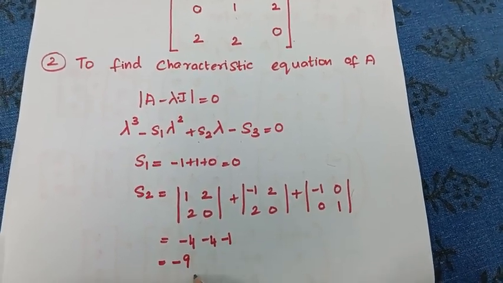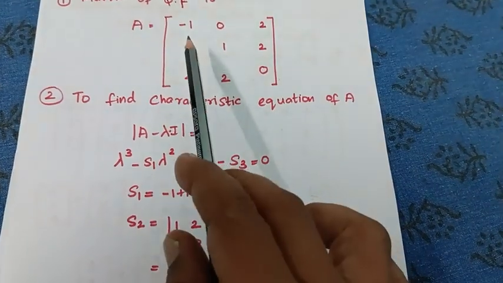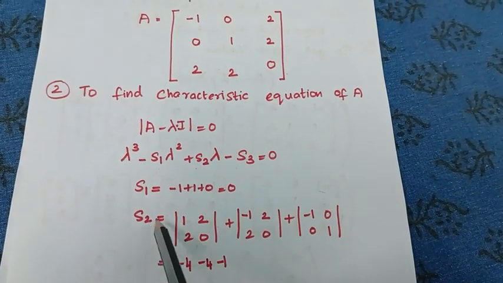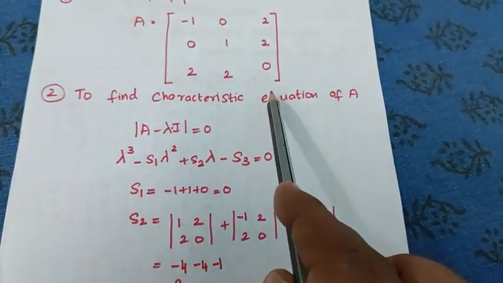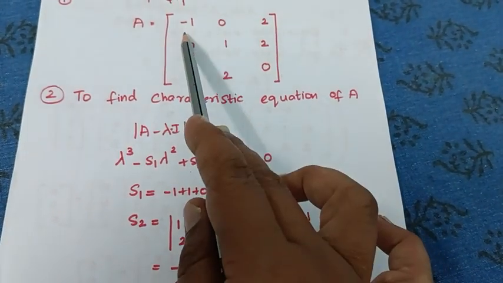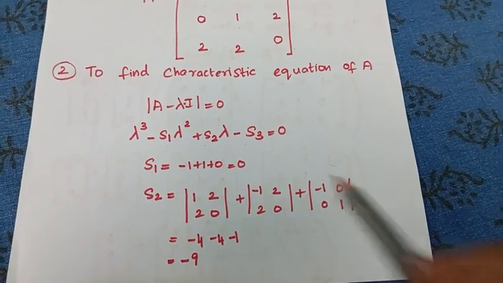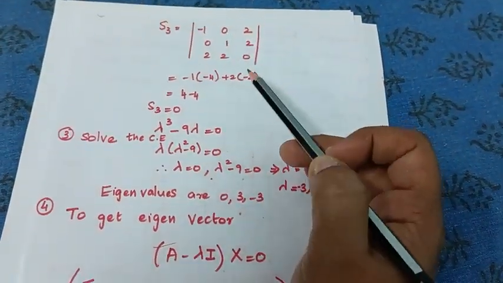We will get minus 9. Remember that S1 is the sum of the elements in the main diagonal, and S2 is the sum of the minors of the main diagonal elements. For each element in the main diagonal you find the minor and add them, that is S2. S3 is the determinant of A.